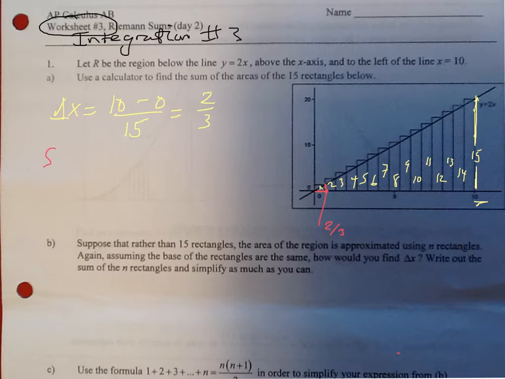If we use our calculator and we have our sum, we need to multiply everything by 2/3, and then we're going to add up the sequence. Again, our function is 2x. We're going to evaluate that through x values. We have to start at 2/3, we're looking to end at 10, and we're going to have our step value as 2/3. If you put that into your calculator, I believe that you get 106.67.